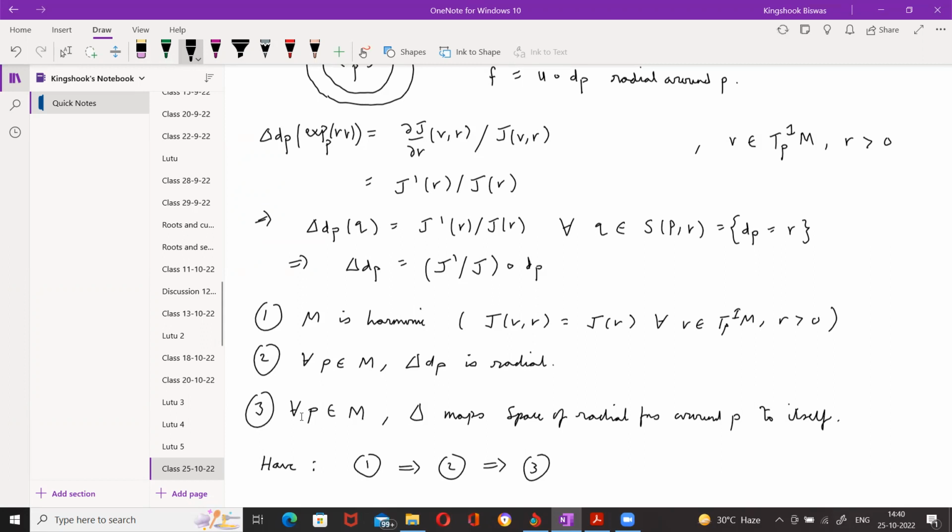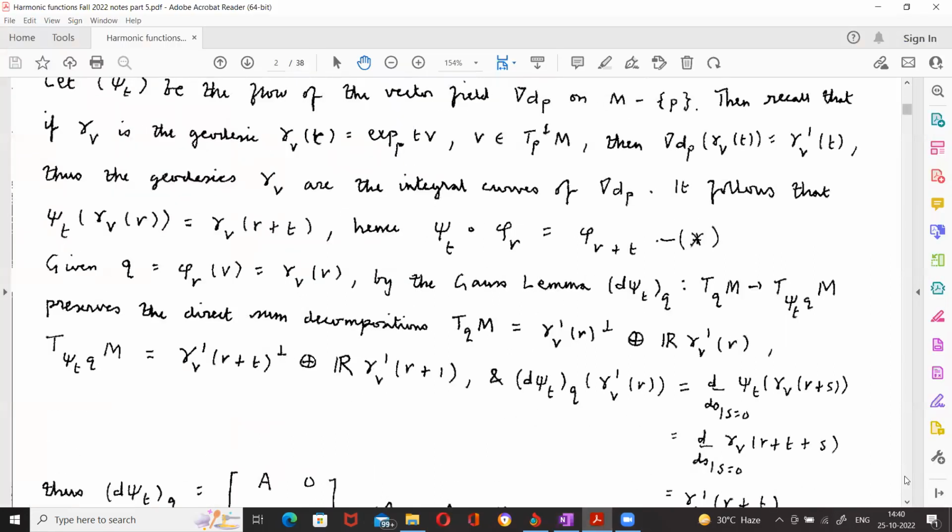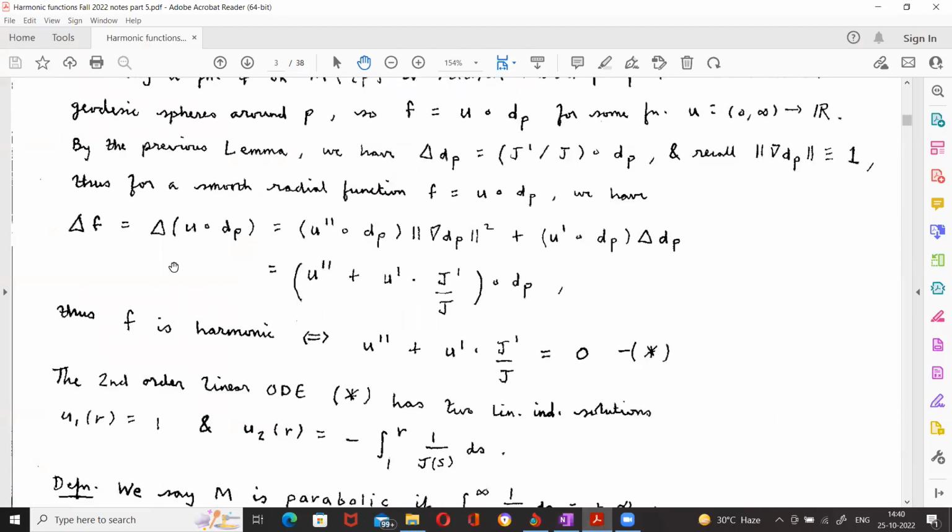Now, if we have 3, then 3 also implies 2. That's easy to see, right? From this formula for the Laplacian of a radial function, you'll see that this term is radial because the norm of d_p squared is 1. This term is radial, so I take these two to the other side and divide by this, and I'll get that the Laplacian of d_p is radial, right? So 3 implies 2. Okay, we're almost out of time. Let's start another session.